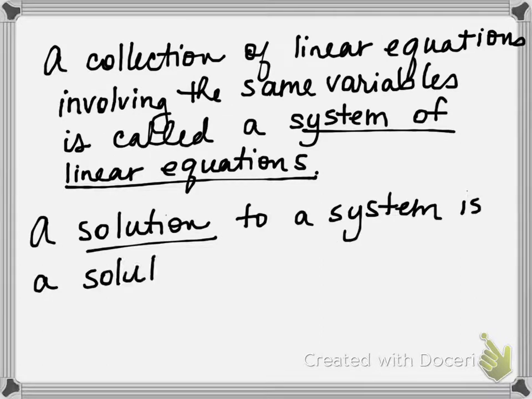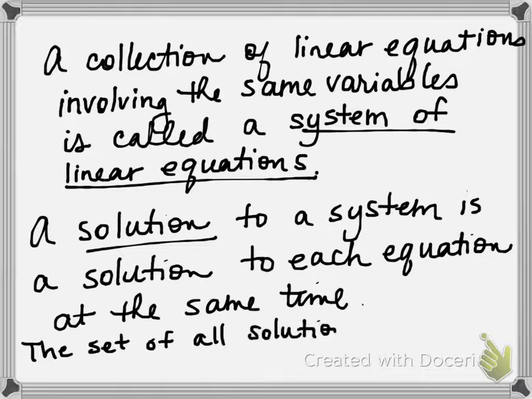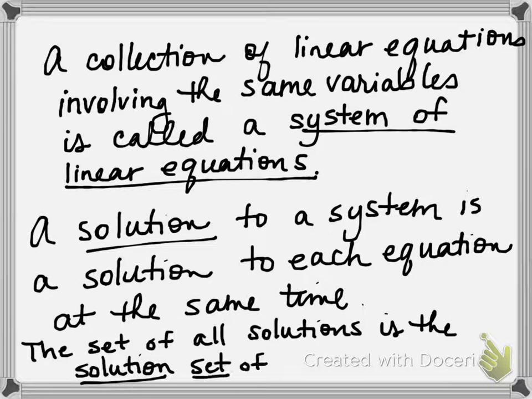A solution to a system is a solution to each equation at the same time. A solution to an equation being a substitution for each of the variables that makes a true mathematical statement. So if we have a solution to all the equations at the same time, it just means that I can substitute the values into each equation and get a true mathematical statement. And we'll do an example of this. And if I want to know what all the solutions are, I think about them as a set, and this is called the solution set. So let's do an example.